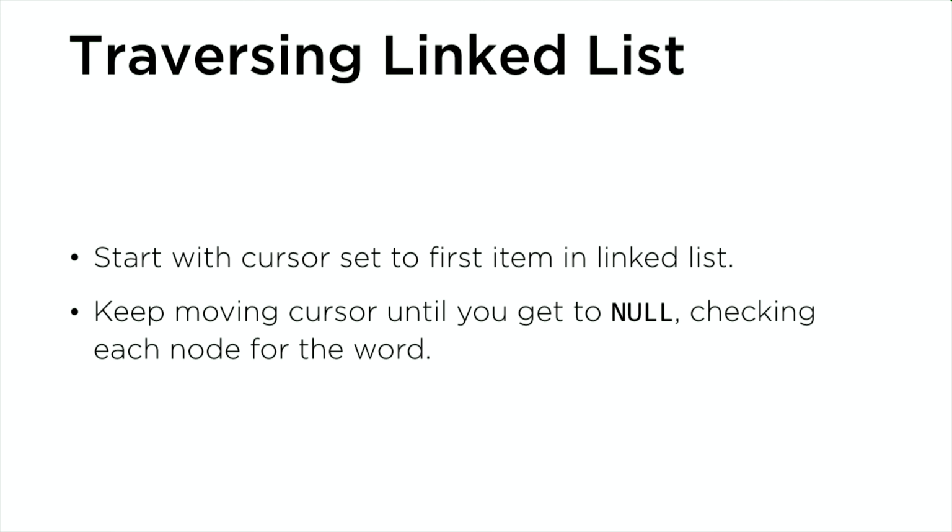So, as a brief recap, how are we going to traverse this linked list? You'll start with some cursor set to the first node inside of your linked list, and then you'll keep moving the cursor, setting it equal to cursor arrow next over and over again, checking each word as you go until you get to null. If you find the word along the way, then that means the word is in the dictionary, and you can return true from this function. And otherwise, if you reach the end of the list, then the word is not in the dictionary, and you can return false. As a result, your check function will be able to take any word and determine whether or not it's inside of your dictionary.